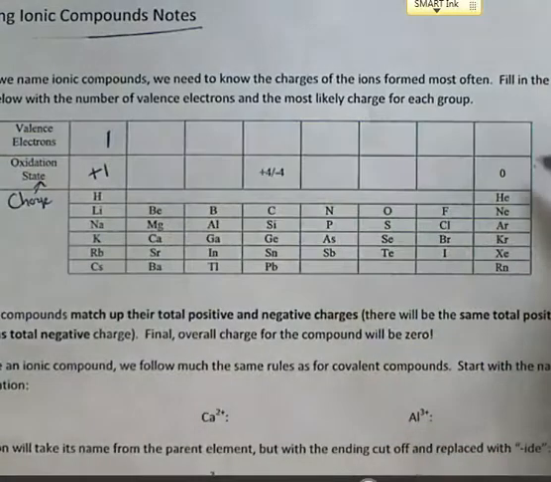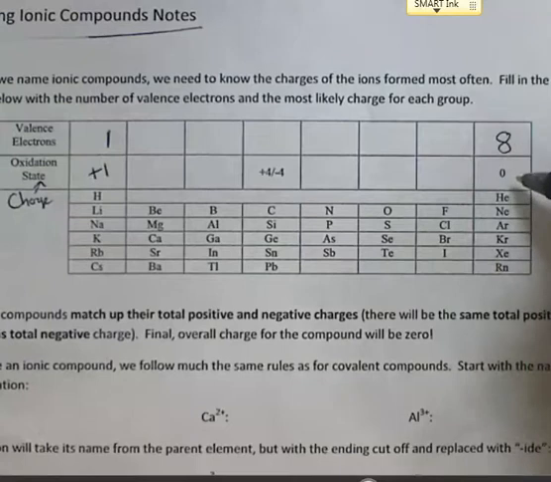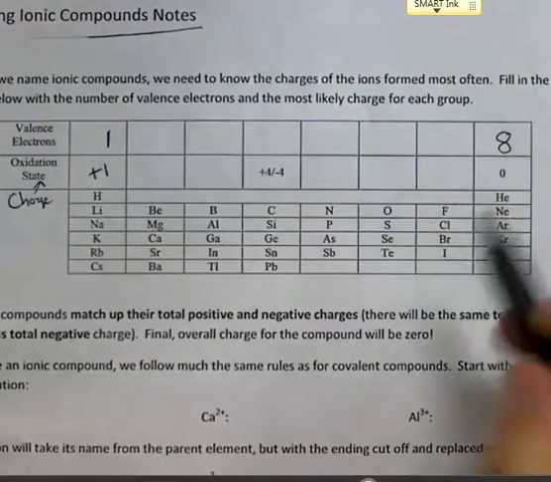If we jump all the way over here to the right, we see helium, neon, argon, krypton, xenon, and radon. Those are the noble gases, and they are happy because they already have 8 valence electrons, which means they're not going to need to react. They don't need to have a charge to be happy and fulfilled. So let's go back and fill these in as we go.